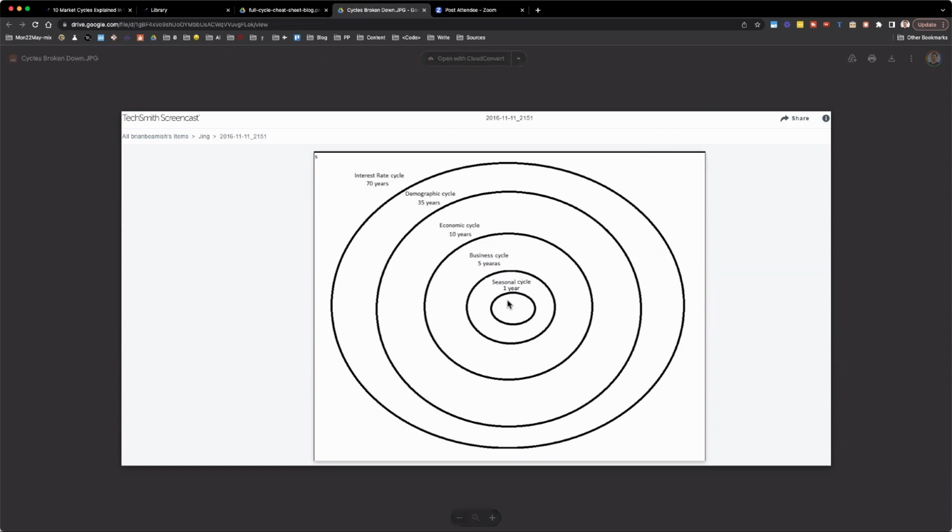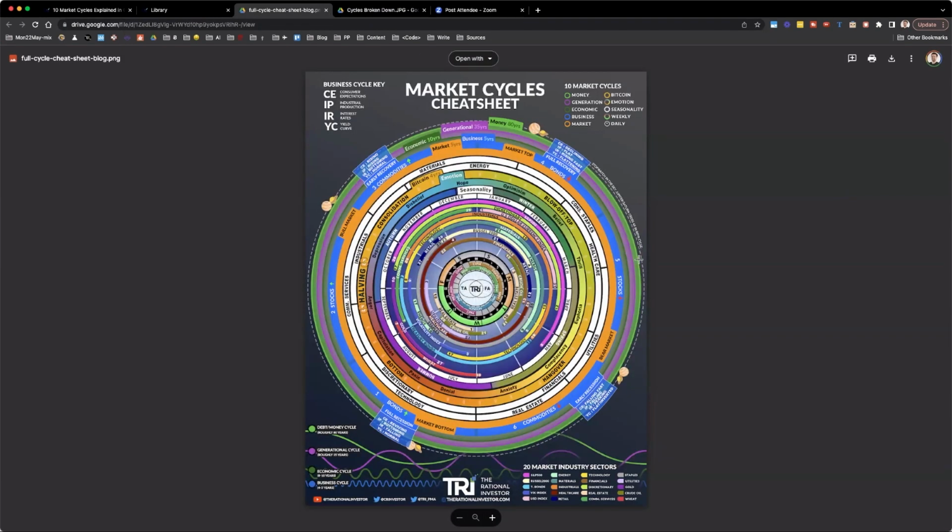Because I know the center circle here is the seasonal cycle, and Brian always talks about the seasonal cycle. And we always end up having to go to the sector rotation and seasonality sites and all these different sites that show the markets. And I felt like this image didn't quite do it justice as to how complex and connected these cycles are all together. And personally, I didn't understand how the cycles connected. So I made this to help me and to help you guys understand the cycles a little bit better. The way it works is on this sheet, there are 10 market cycles.